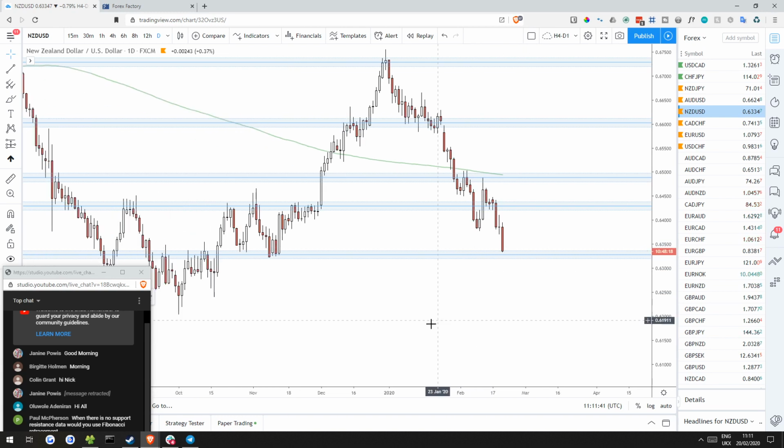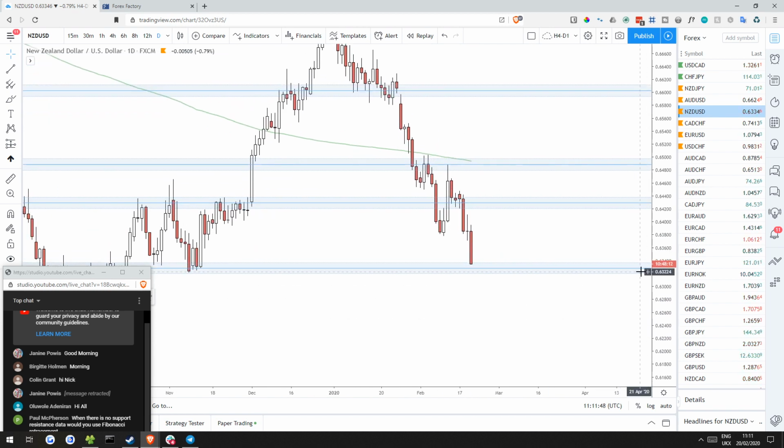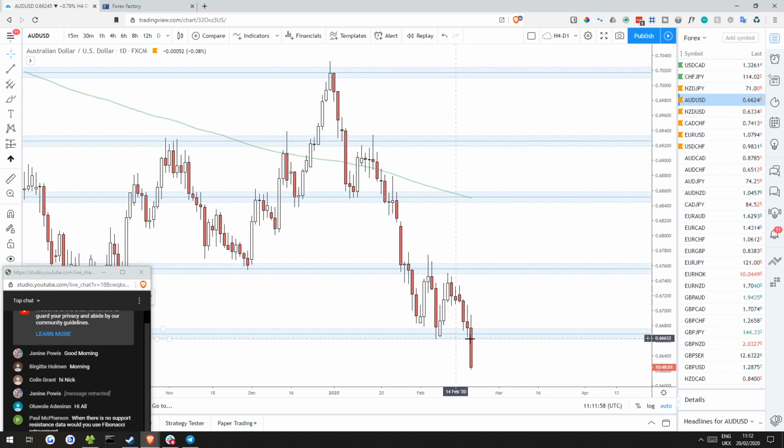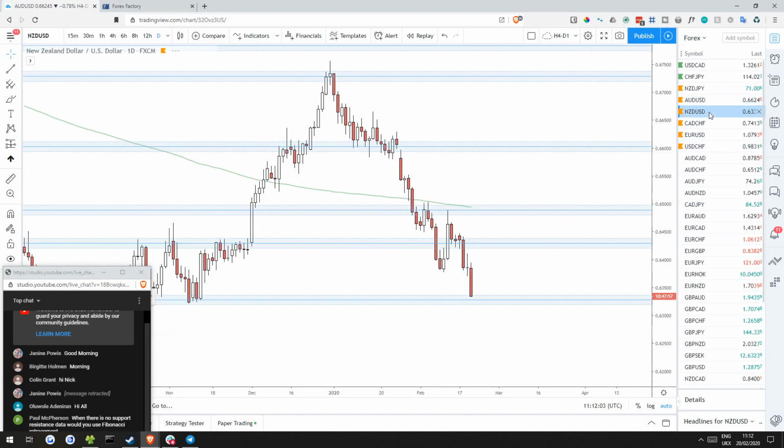The question is, what happens when New Zealand USD hits this support area? It's hitting it right now. So what's going to happen now? Is it going to break straight through it and close below it, or is it going to stall out? If you remember back to Tuesday's analysis, that was what we were thinking with AUDUSD. Is it going to break below, or is it going to stall out?